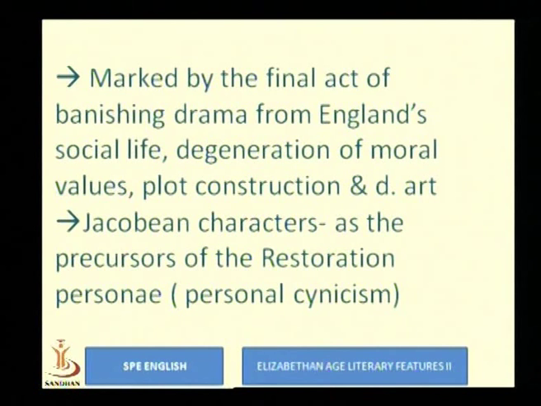Jacobean drama. Now, Jacobean characters were the precursors of the Restoration per se. This particular period is followed by the Restoration age, when drama comes into existence again. And you'll find the traits of the Jacobean characters in the characters of the Restoration age, for instance, personal cynicism.